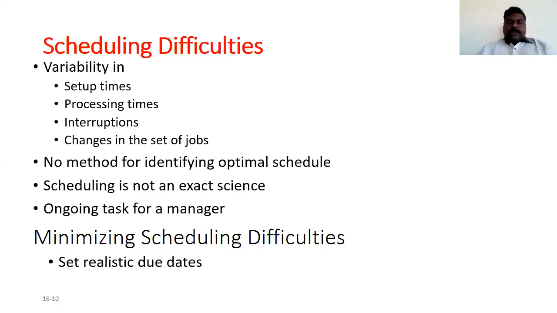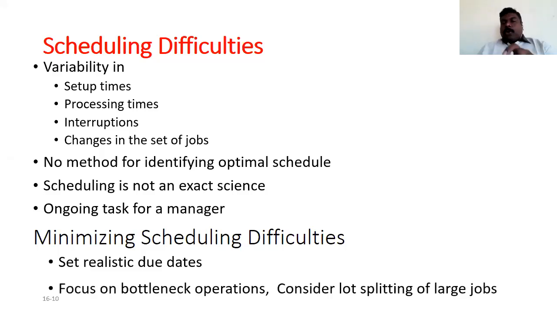So how do we minimize the difficulties? Set realistic due dates, focus on the bottleneck, where the problem is, and try to address it. Consider lot splitting of large jobs, so we split the job into smaller ones and then try to do that. In this way we see the sequencing. In sequencing, you can take top priorities, or you have to follow the Johnson rule.